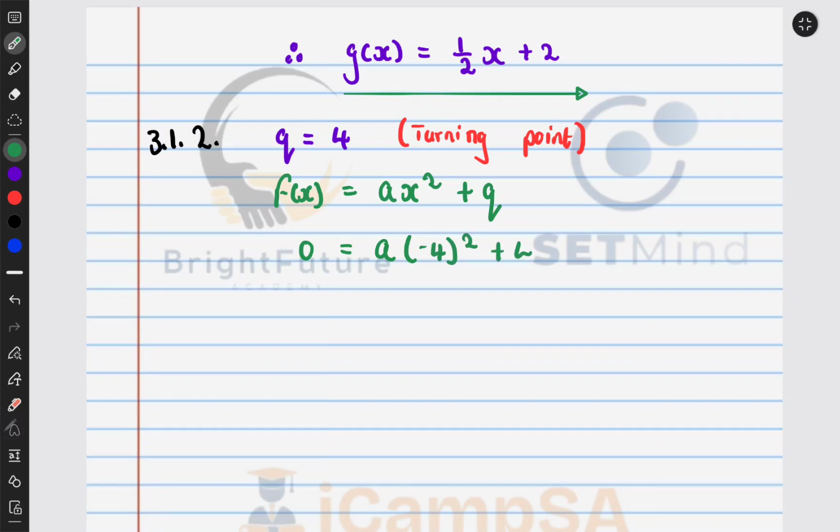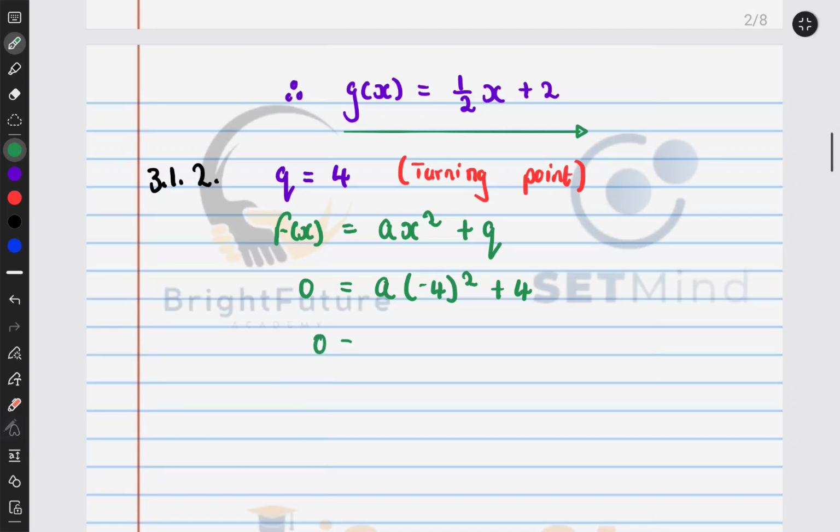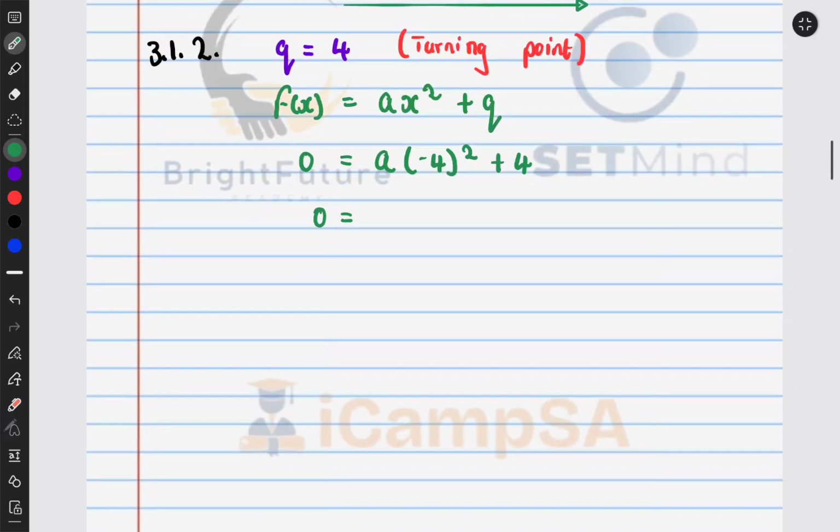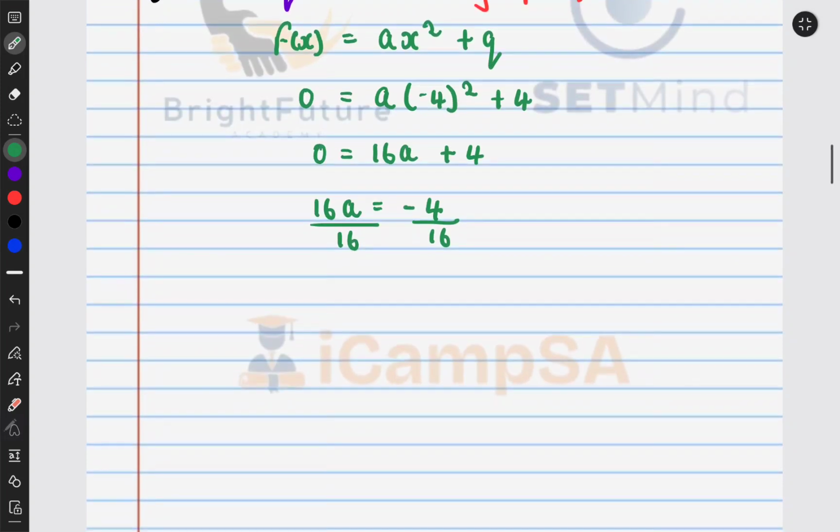So 0 is equal to a multiplied by -4 squared, which is 16, plus 4. So we're going to have 16a plus 4. We take the 4 to the other side, so we're going to have 16a is equal to -4. And then we divide by 16 on both sides. Therefore a is equal to -4 over 16, which is -1 over 4. That is the value of a.